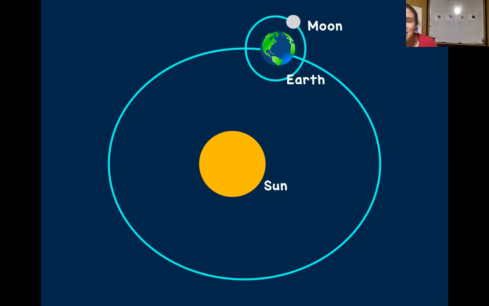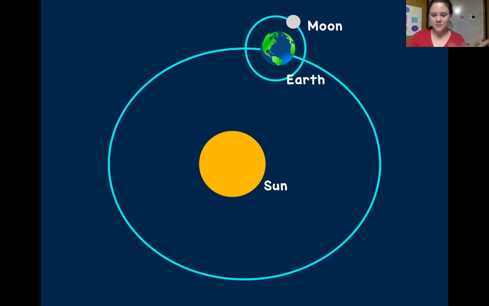And all of those things make it look like the sky is moving. But it's really the earth that's doing all of that movement, right? The stars don't move. The sun does not move. The earth moves and the moon moves, which is so, so crazy.